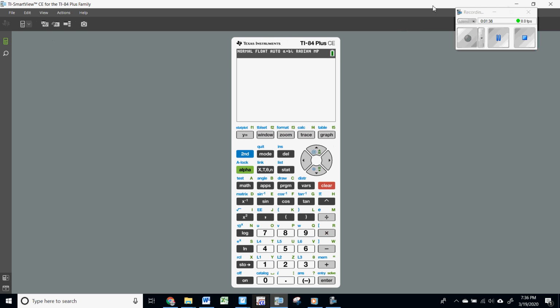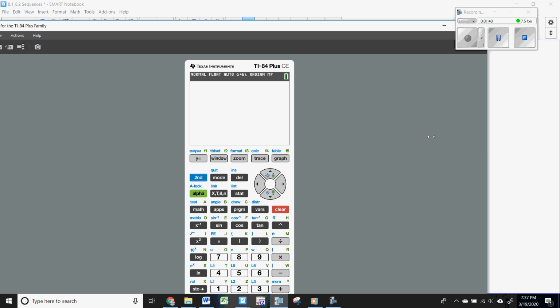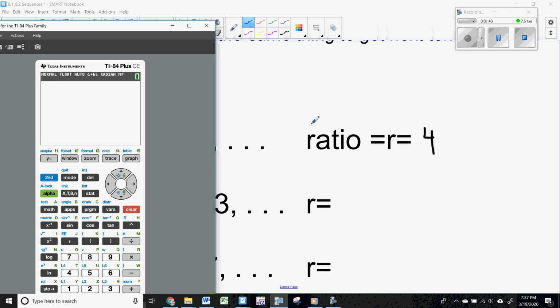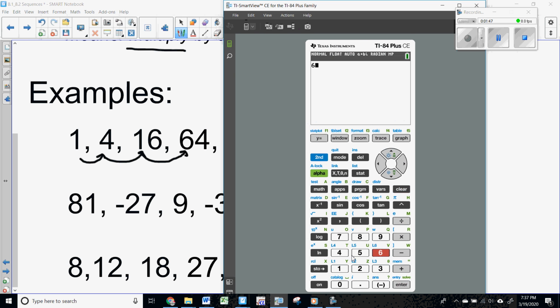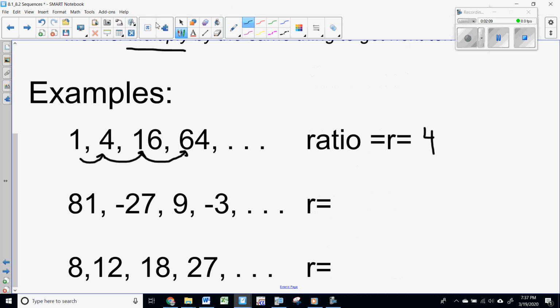Now, one way you can do this, though, if you aren't sure what the answer is, or you're trying to do this by looking at a calculator, is look at your terms, and you can take 64 divided by 16, 16 divided by 4, 4 divided by 1. And if you get the same thing each time, then that is a geometric sequence. So with a geometric sequence, your ratio, you get that division.